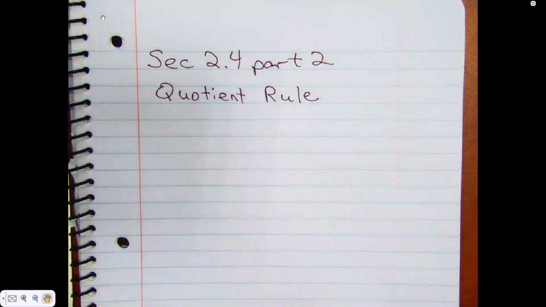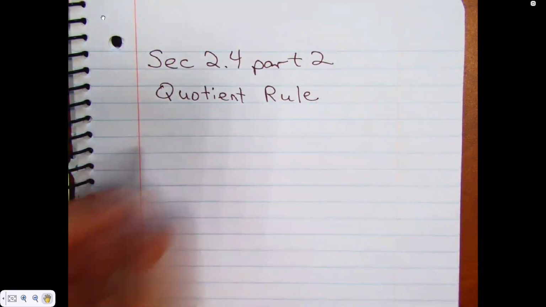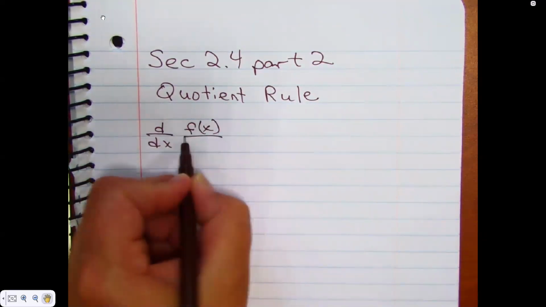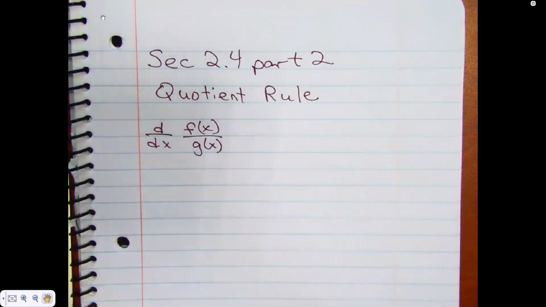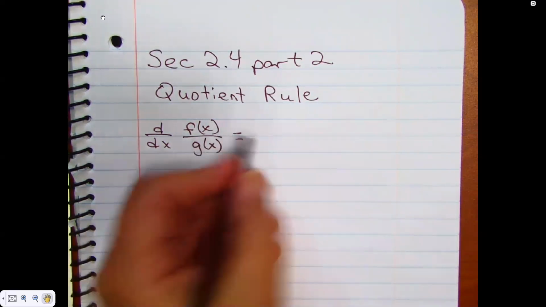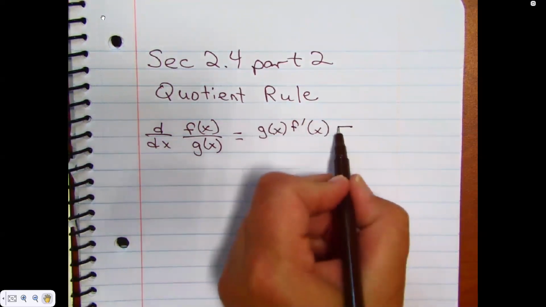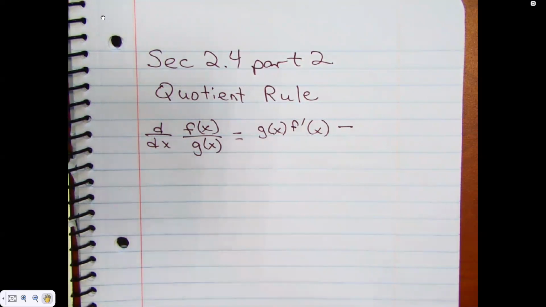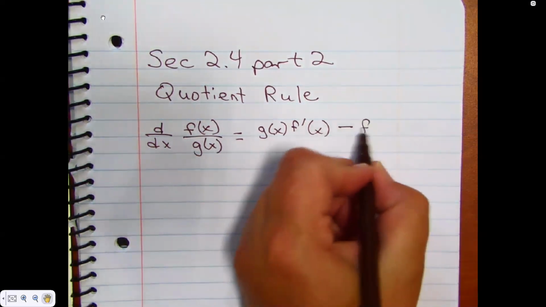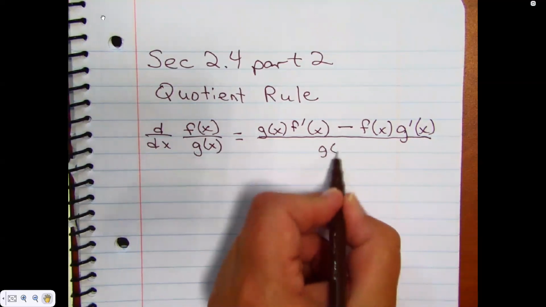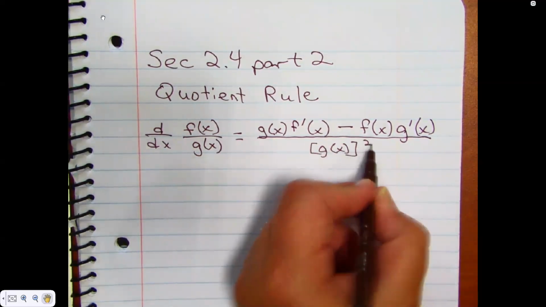I think we're ready to go. So the derivative, if you have f of x divided by g of x, and again, that f of x and g of x are just simply representing numerator and denominator, is equal to g of x times the derivative of f of x minus, believe it or not, that adds a whole other twist, just more things you have to remember, f of x times the derivative of g of x, all over g of x squared.